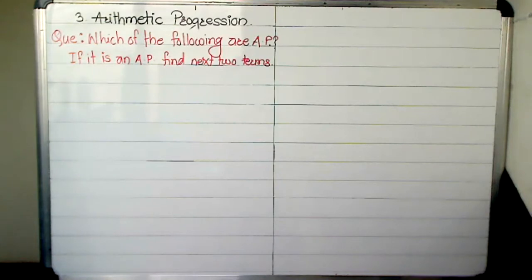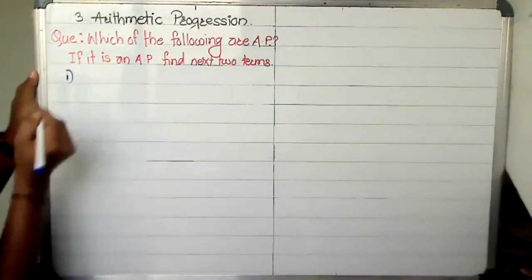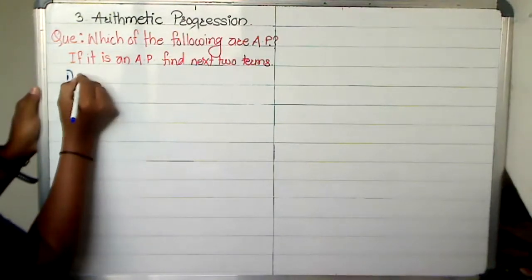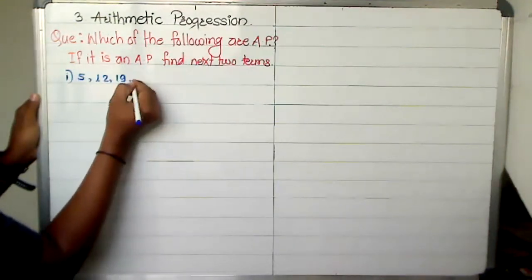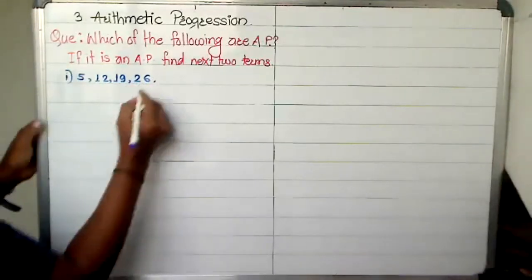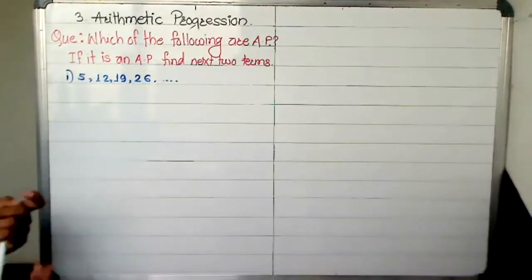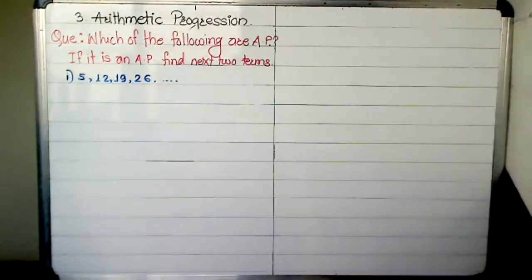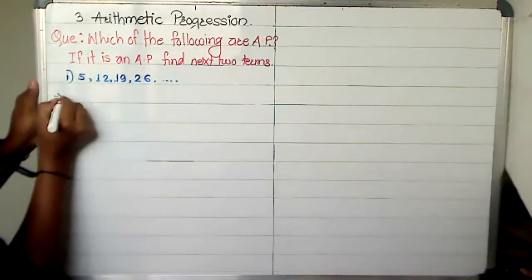Now we'll see the first example. The example is 5, 12, 19, 26, and so on. Now, how can we solve this example? First of all, we have to write the given sequence.